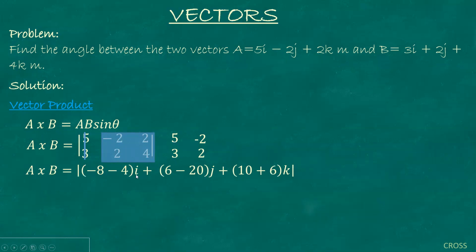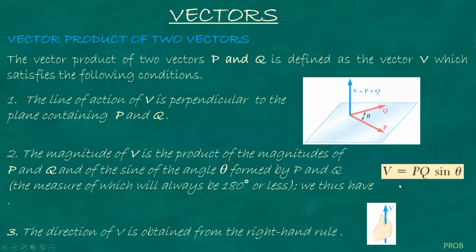Sa I na. Dahil sa J, 6 minus 20. And then for K, it's 10 minus negative 6. So, plus na. Then simplify. This is the cross product. Pero kung mag-solve ng theta, dapat magnitude man eh. Kung magnitude ba ng P o Q? So, kung ano yung magnitude sa V?